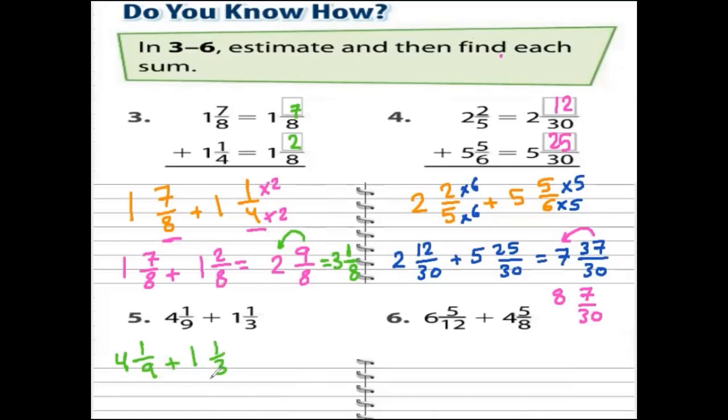What should I do? I'm going to make them the same. Make a common denominator. Can I make the 3 becomes 9? Yes, sure. Multiply here by 3 and multiply here by 3. The new fractions will be 4 and 1 over 9 plus 1 and 3 over 9. We can add easily. 1 plus 3 is 4 over 9.